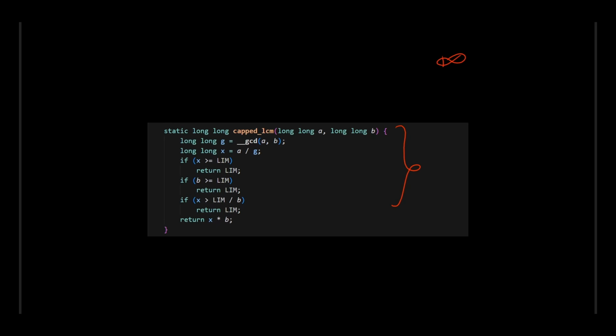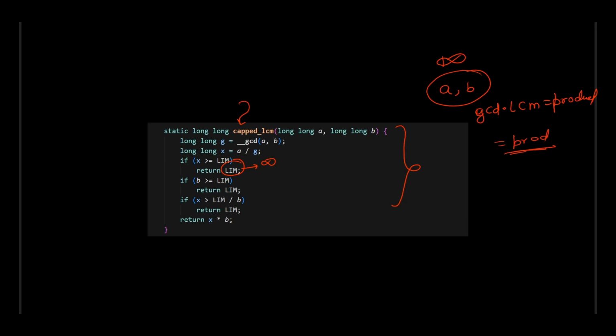So you define a capped LCM function which takes two integers a and b. And if their LCM is exceeding 10 to the power 18, it just returns 10 to the power 18 plus 1, infinity. And this is just the concept of infinity. Otherwise, you use the famous formula that GCD times LCM is equal to the product, right?